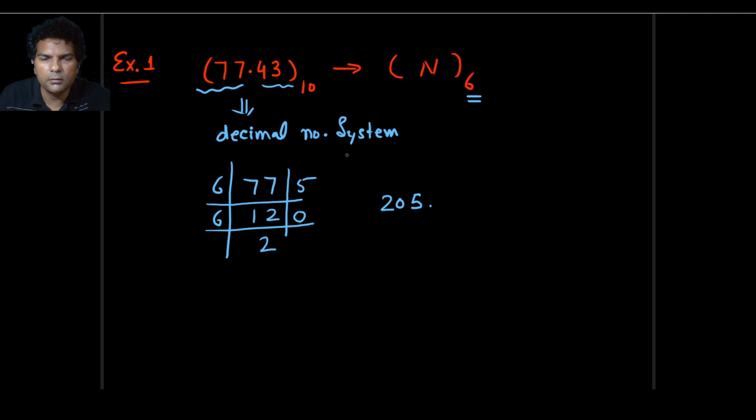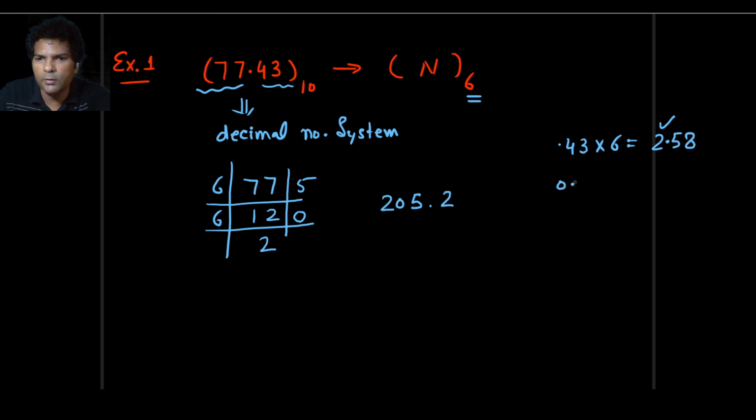And what about the fractional part? Let us do the fractional part also. 0.43 multiplied by 6, that is the successive multiplication. Now 6 threes are 18, 6 fours are 24, plus 1 is 25, so 2.58. Now this 2 you put here as it is.